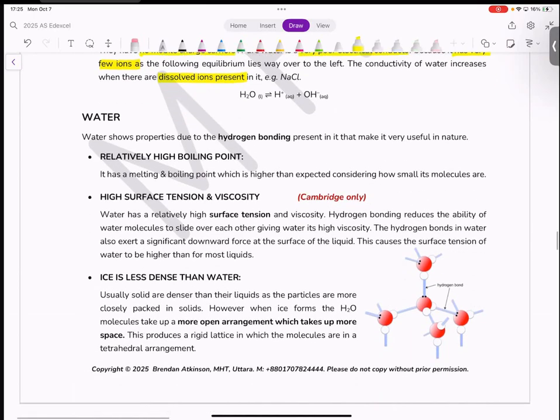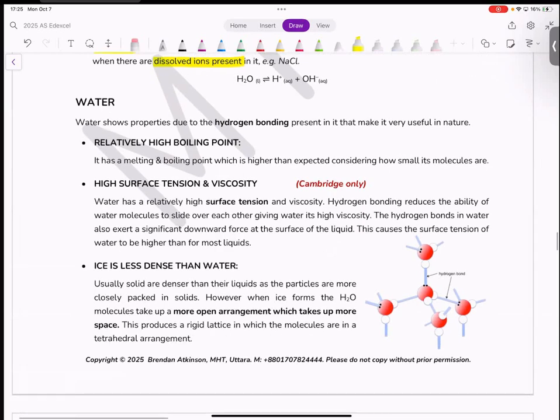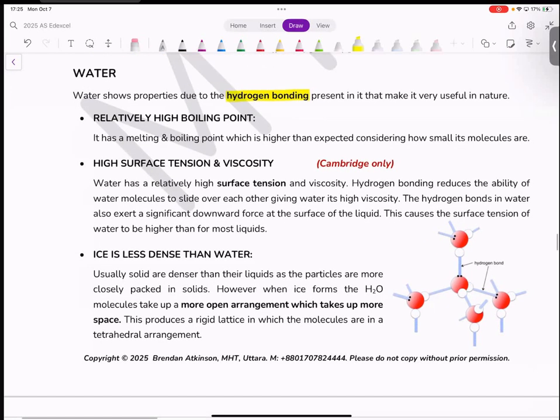Right. So next, water shows properties due to hydrogen bonding present in it that make it very useful in nature. It has a relatively high boiling point for a molecule its size with only 10 electrons. 100 degrees Celsius is pretty high. And that's vital to life on Earth, because it ensures that at these temperatures, you have liquid water on the planet, right? When it's this perfect temperature that we have for liquid water. There'd be no life on Earth the way we know life, because all these reactions happening inside you and me are happening in aqueous solutions, most of them. So much of us is water, right? So relatively high boiling point, which is higher than expected considering how small its molecules are.